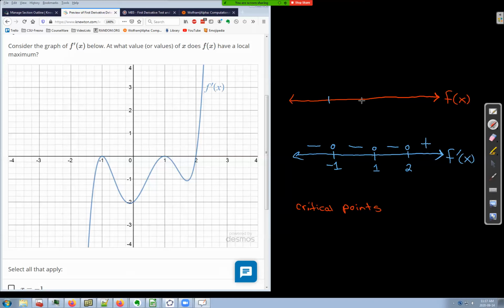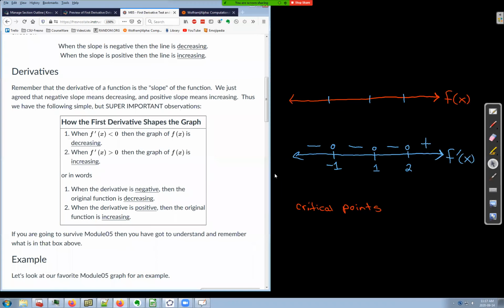And so, okay, I've gotten all the information I want from the derivative. And again, this is a good question. Why did I do that? Why was I interested in when the derivative is positive and when the derivative is negative? And that was because of this fundamental fact that I'm using all the time. When the derivative is negative, then the original function is decreasing.